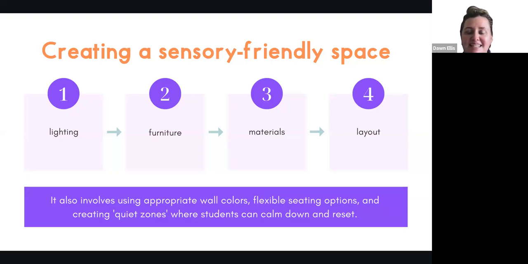And then lastly, the layout. What are all the different components that you want to include in your classroom for the upcoming year? So think about wall color, flexible seating options, and quiet zones so that students can calm down and reset. These are all things to consider when laying out your classroom for it to be successful.